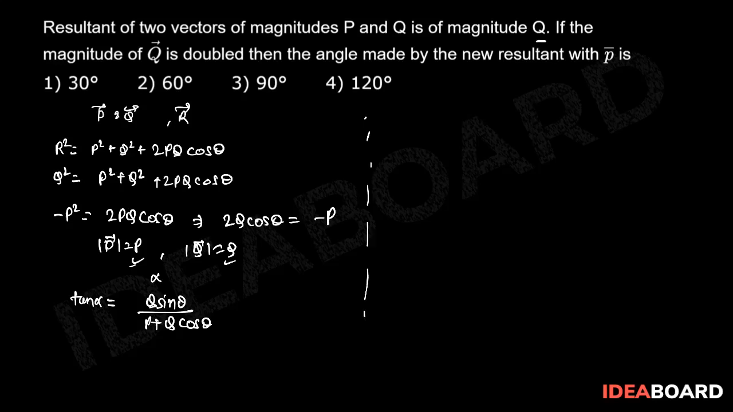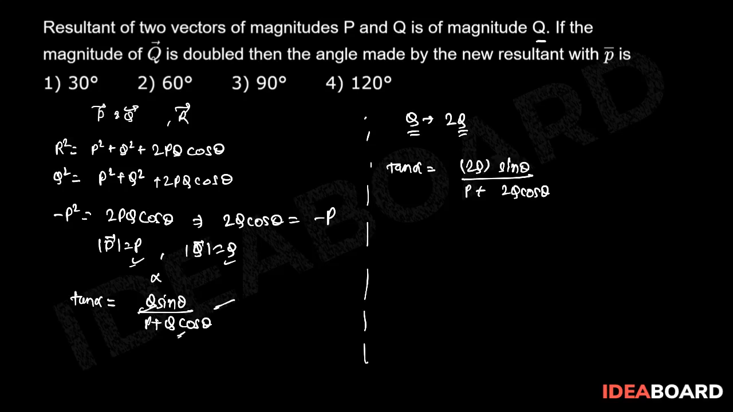But in this question it is given that the magnitude of q has been doubled. That means the magnitude of q has now become 2q. Then in that case the new angle made by the resultant with the p vector will be given as tan alpha equal to 2q sin theta divided by p plus 2q cos theta, where I have replaced q with 2q in this equation.